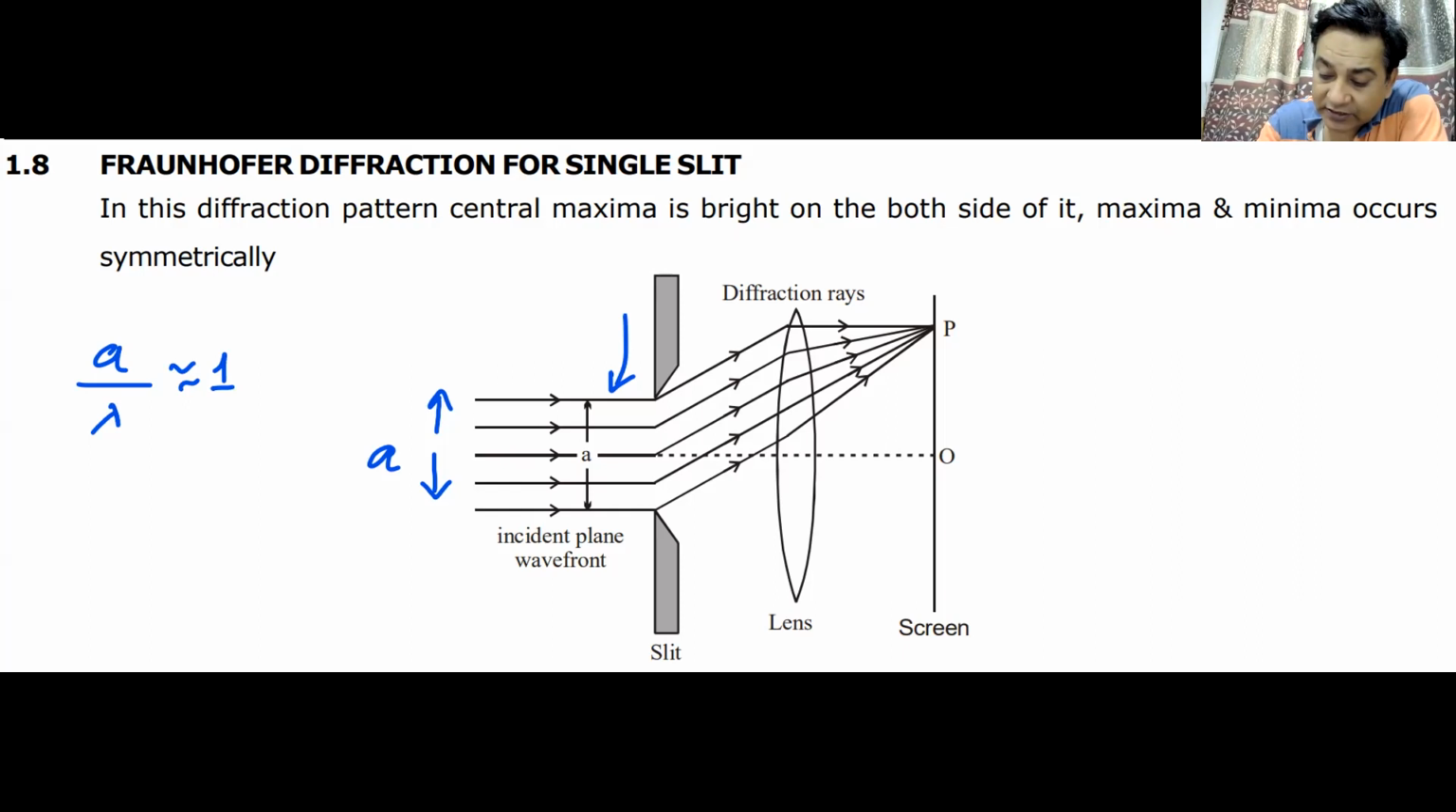As you can see, there are a large number of waves going, an infinite number of waves of the same wavefront, superimposing each other at this point P. This is somewhat similar to the superposition that we saw in interference. The only difference is in interference, we only had two waves. Here we have an infinitely large number of waves. Do we understand this?